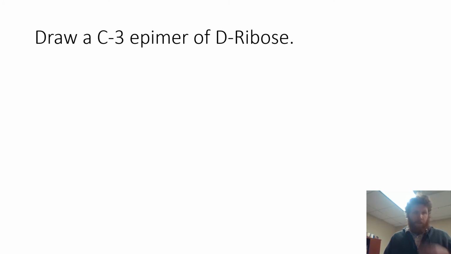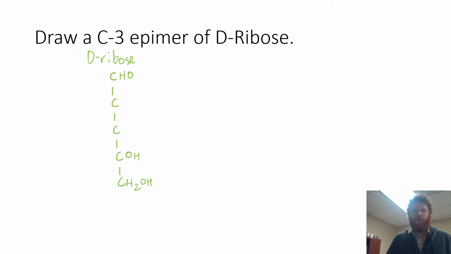So this prompt is: draw a C3 epimer of D-ribose. We first and foremost have to know what D-ribose looks like. D-ribose is an aldopentose, so it has only 1, 2, 3, 4, 5 carbons, CH2OH. It is also an aldose, so CHO. It is a D sugar, so OH.